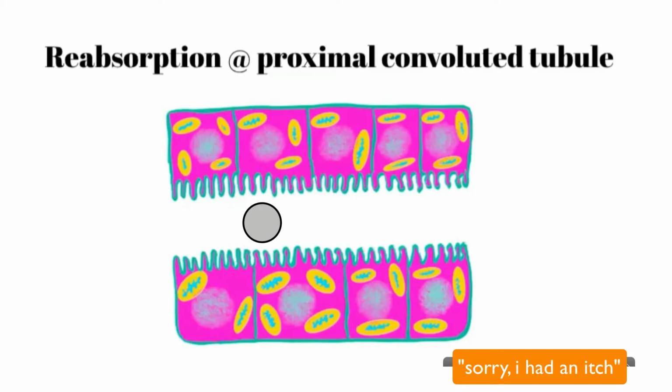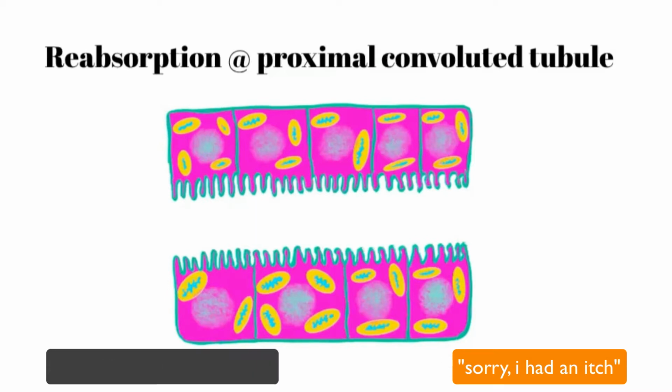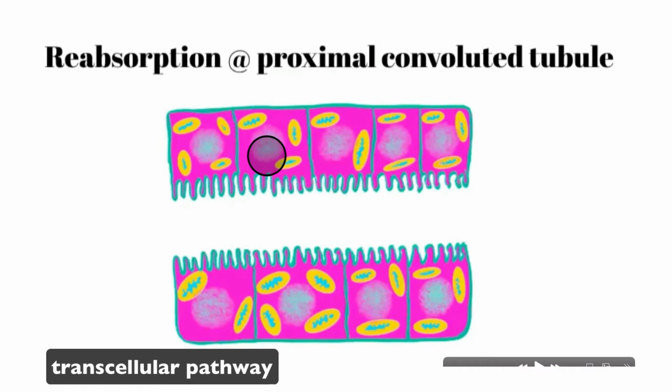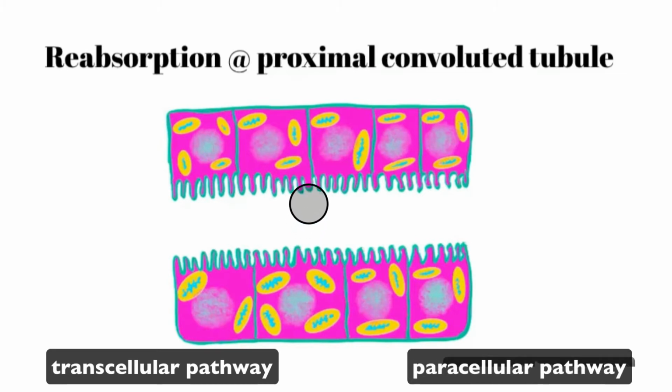So things move across the proximal convoluted tubule via a transcellular pathway, which is directly across the cell. They can also move via the paracellular pathway, and that's between the cells right here. And I realize there doesn't appear to be much of a gap, and there isn't much of a gap, but some things can squeak between the cells in the paracellular pathway.